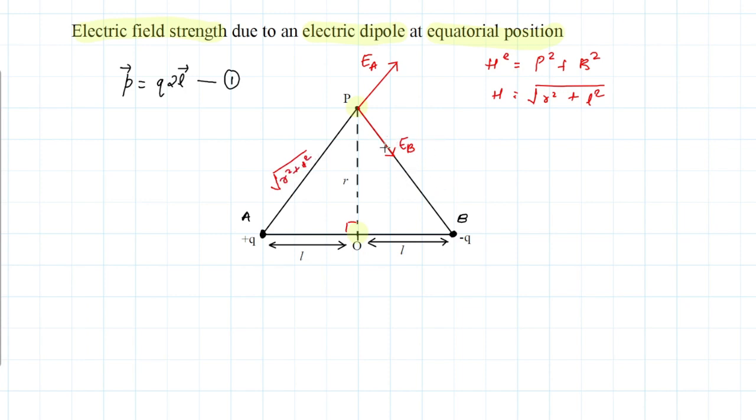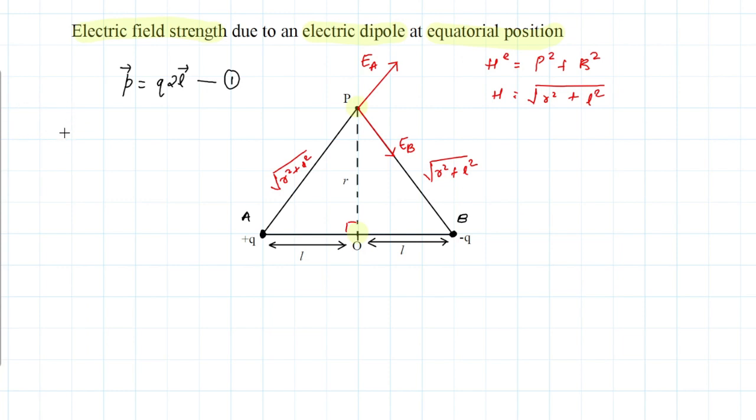Similarly, you see that it is symmetric, both the triangles are symmetric, so that gives us this distance out here, BP, is also root over r squared plus L squared. So once we get this distance, we can write the equation for electric field strength due to both positive Q at A and negative charge at B.